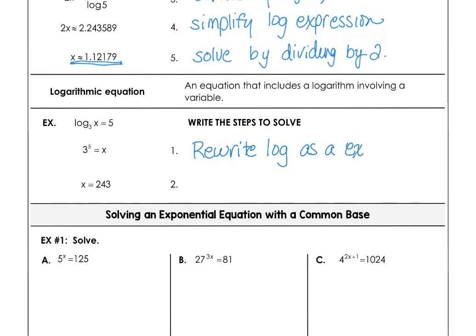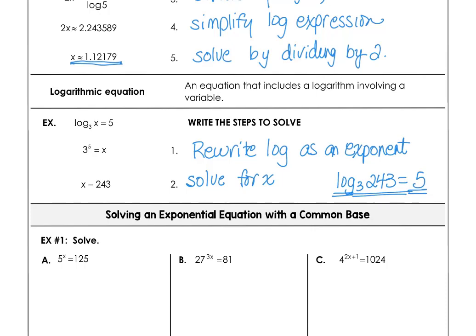The base raised to the power of 5 is going to be equal to our number, and our number is x. And we're trying to solve for x. So we rewrite the log as an exponent. And then using our calculator or just our brains, we can say 3 to the 5th is 243. So the number x is 243. So log base 3 of 243 is equal to 5 because our logarithm is an exponent. So you can check that with your calculator.